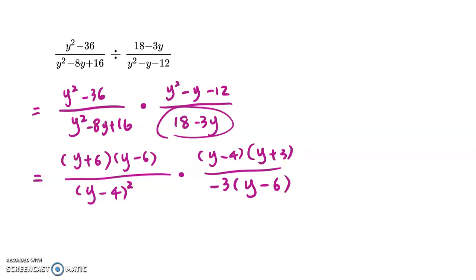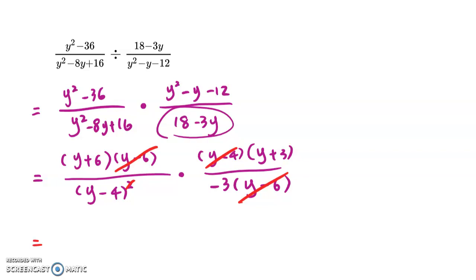All right, so let's cancel out some common factors. For y plus 6, there are no common factors at the bottom. For y minus 6, we can cancel out another y minus 6 there. Keep going. For y minus 4, we can cancel out one of the y minus 4, so the squared becomes 1, right? The exponent of 2 becomes 1. Now, y plus 3 doesn't have any common factor at the bottom, so we'll just leave it there.